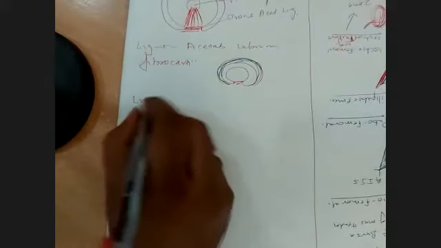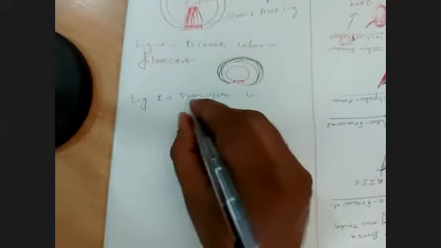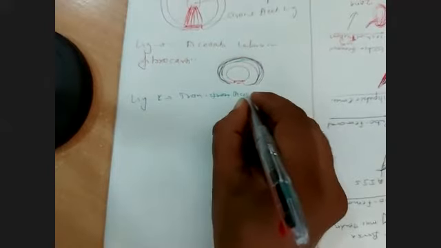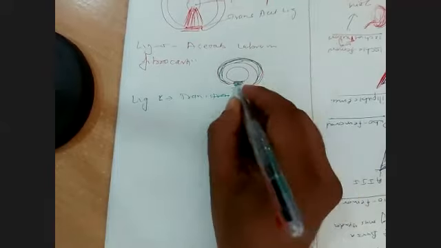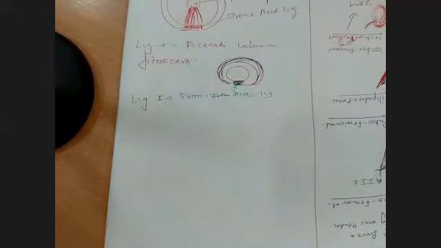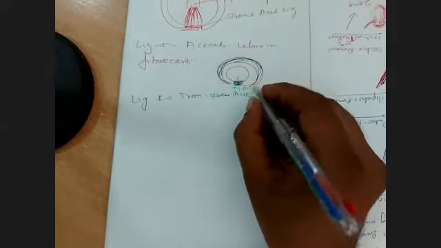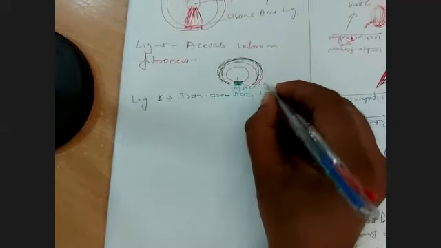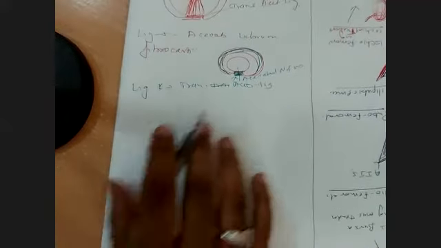Ligament number 6 is the transverse acetabular ligament. This transverse acetabular ligament bridges the acetabular notch, and it converts it into a foramen through which the acetabular nerves and vessels pass. So in total there are 6 ligaments.